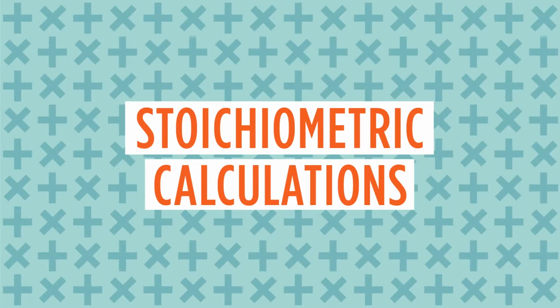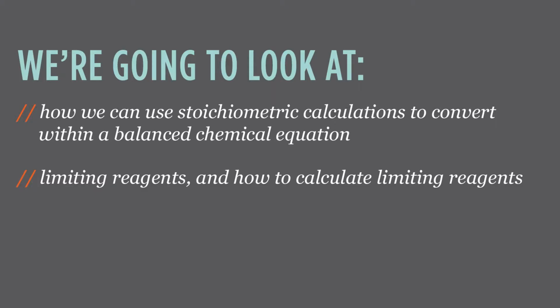In this video, we're going to look at stoichiometric calculations. We're going to look at how we can use stoichiometric ratios to convert within a balanced chemical equation. We're also going to look at the limiting reagents and how to calculate the limiting reagent.